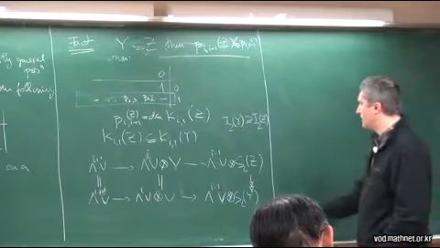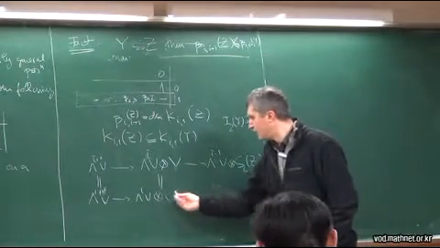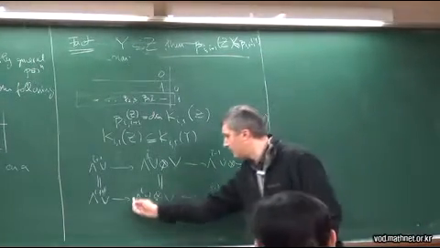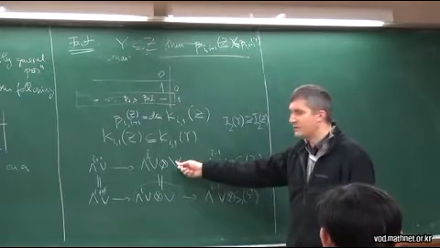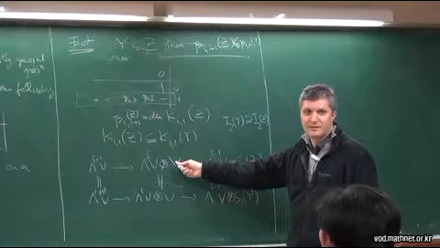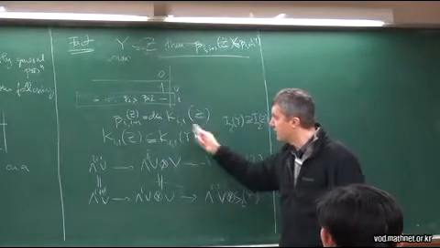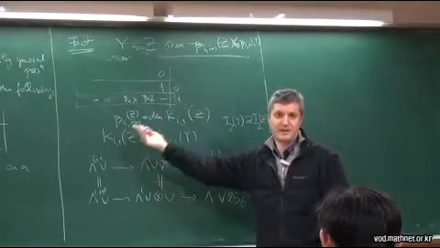And then the kernel of this map, which computes Koszul homology of y, is bigger than the kernel of this map. Then this means that this group is bigger than this one. And that's it.